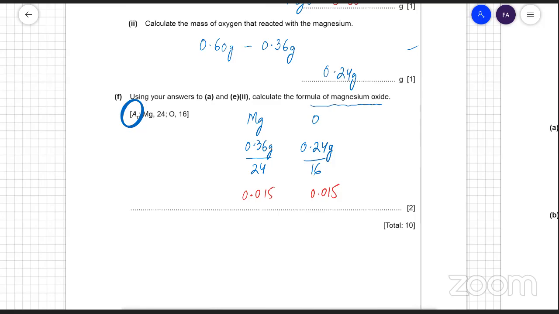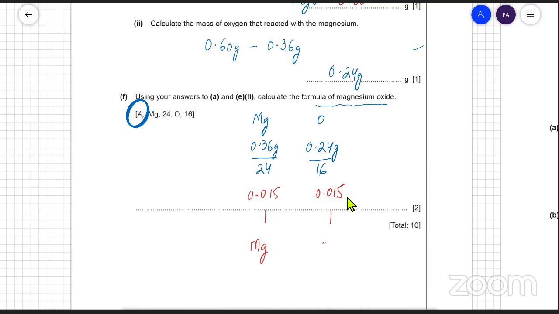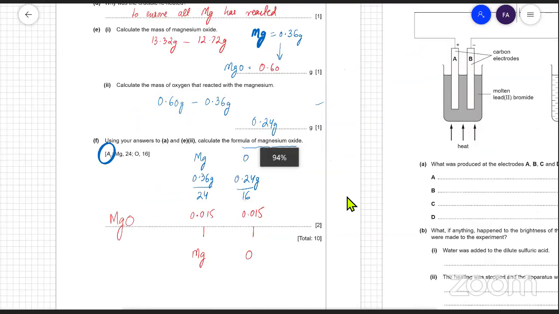The next part in finding the formula is you divide by the smallest number, in this case 0.015, and the whole number ratio comes out to be 1:1, which means that in the formula there's going to be one magnesium and just one oxygen. So the formula that you're going to write over here, after showing the working, is MgO. So there's one Mg and exactly one oxygen. Let's move to the next part of the question.